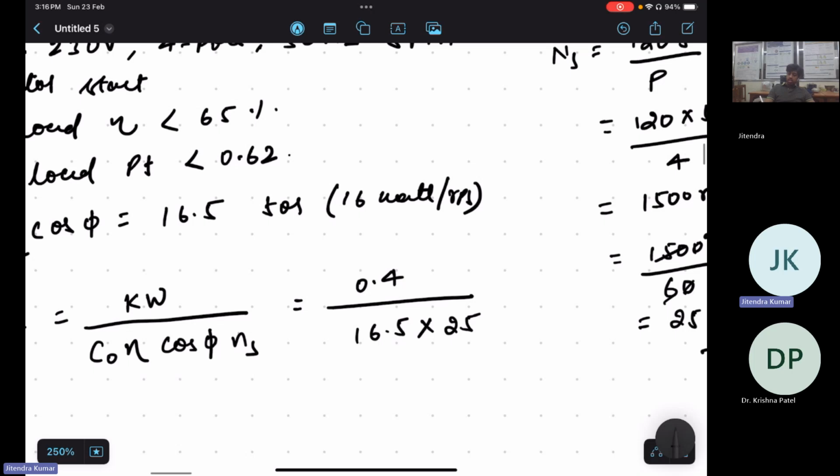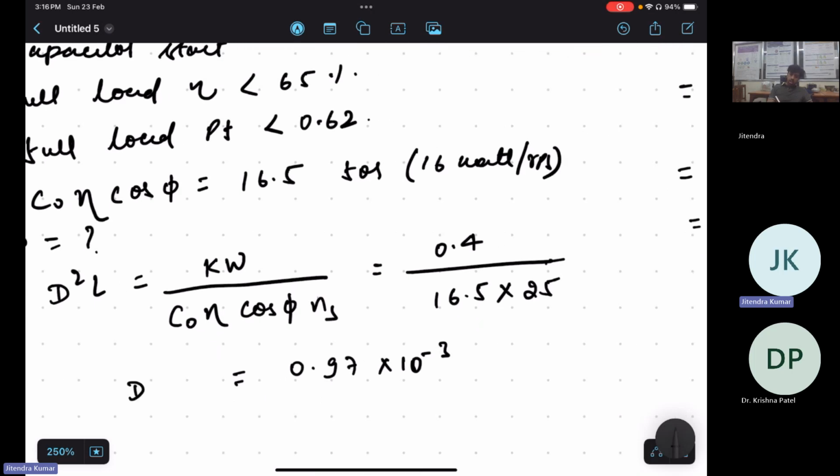So you can write here as 25, and this value, if you calculate 0.4 divided by 16.5 into 25, is 0.969 into 10 to the power minus 3, or 0.97 into 10 to the power minus 3. So this is your d square L, right? And it will be in meter cube. Now we have calculated d square L.